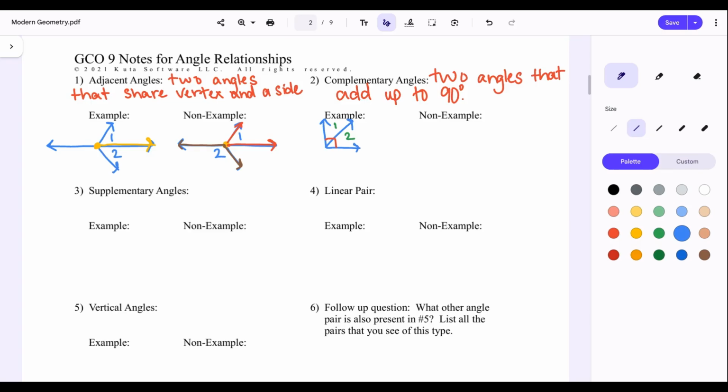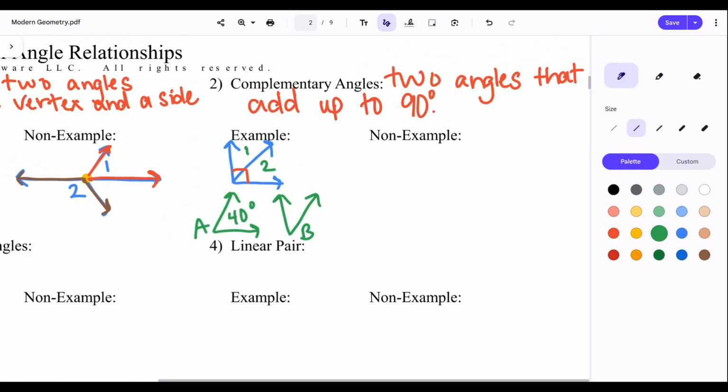We could have pictures where angles are kind of separated, or they may be farther apart in a picture from each other. But if we know what their measurements are and we can still add them and get 90 degrees, they would still be considered complementary. So, for example, if I had angle A, let's just call this one, and they told me that this was 40 degrees. And then they gave me another angle. We'll call this one angle B. And they said that this one was 50 degrees. Those two would still be complementary because 50 plus 40 is 90 degrees.